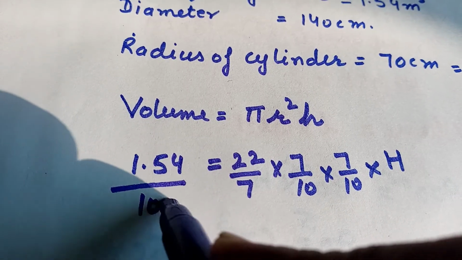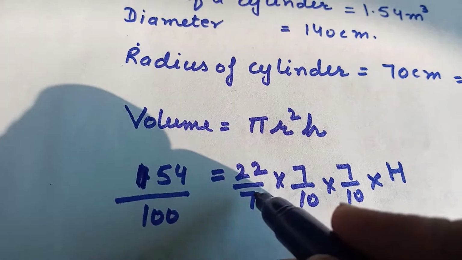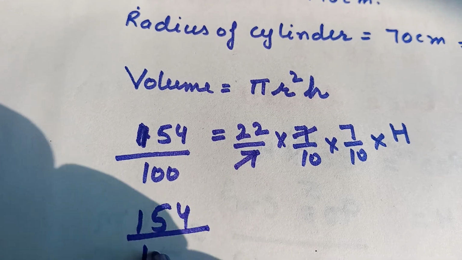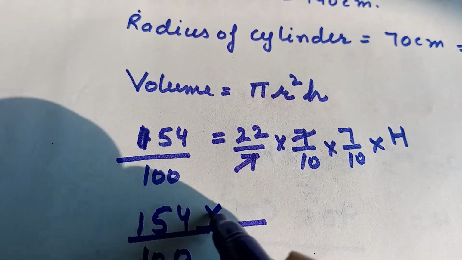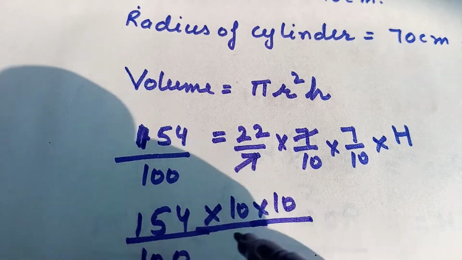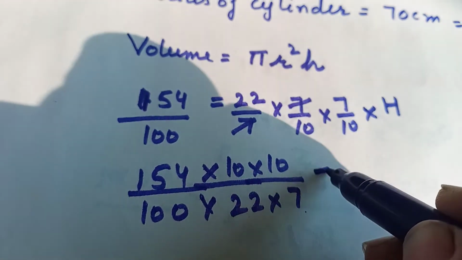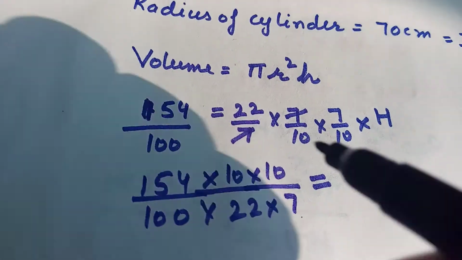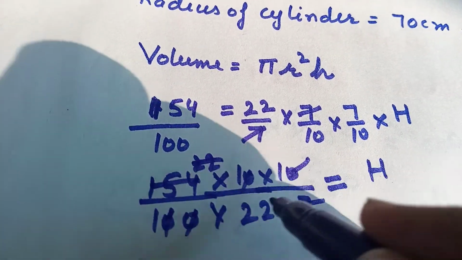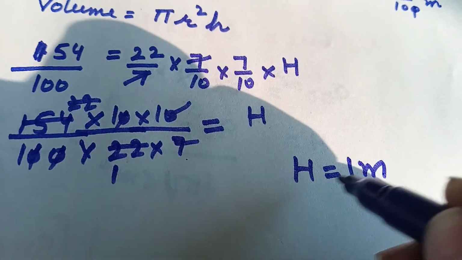Now we'll remove the decimal from here also. This is now 154/100. This 7 will cancel with this. 154/100 into this 10 into 10 will cross multiply, 22/7. Now h we have to find out. Will cancel and our height will be 1 meter.